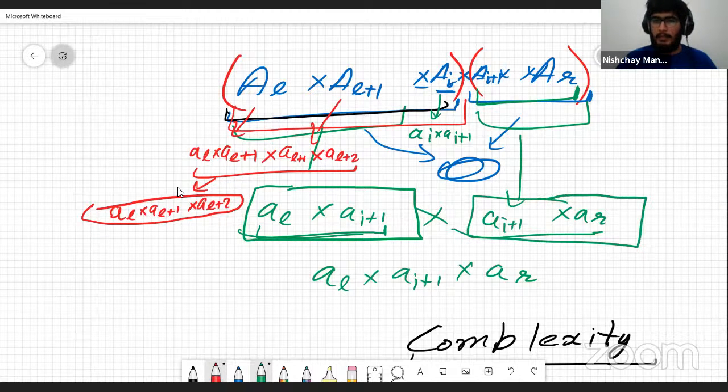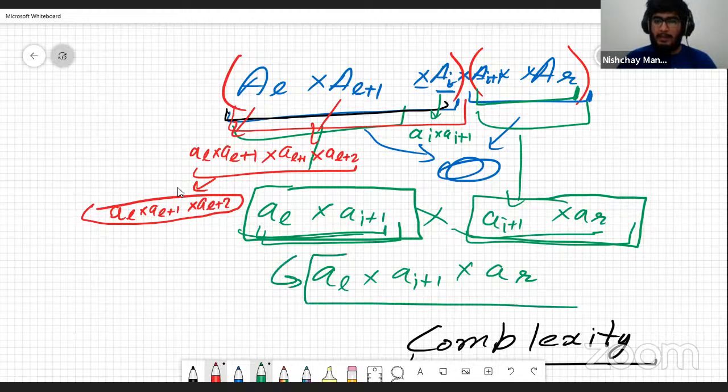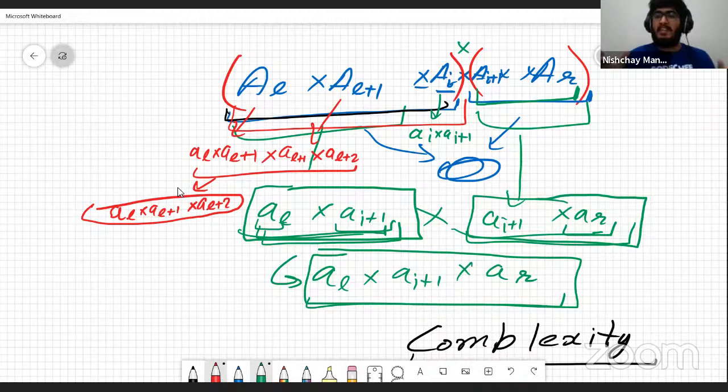AR, right? And when we multiply these two matrices, the number of extra steps is AL into AI plus 1 into AR. AL into AI plus 1 into AR, right? So this is the extra number of steps that we require to merge these two products together, to multiply these two matrices, right? To multiply these two matrices, we require this many extra steps, and that is the merge step here, right?